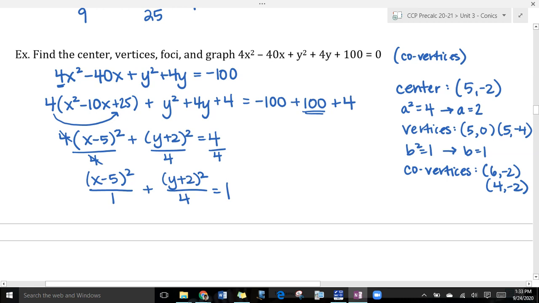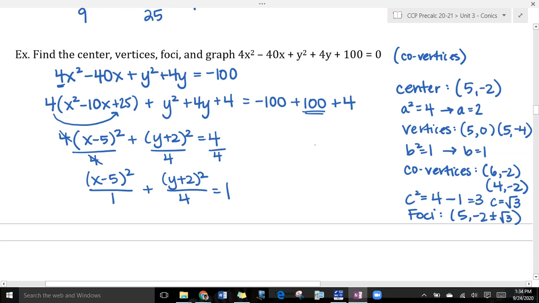And then the last thing I want to do is find the foci. Now to find our foci, we need to know what c is. So c squared, remember, is a squared minus b squared. So 4 minus 1 looks like that's 3, which means c must be the square root of 3. Okay, and remember the foci always line up with the vertices. And in this case, that was vertical. So let's put the square root of 3 with our y value to find those foci. So foci would be 5, and then negative 2 plus or minus square root of 3. So that takes square root of 3 up and square root of 3 down for those foci.